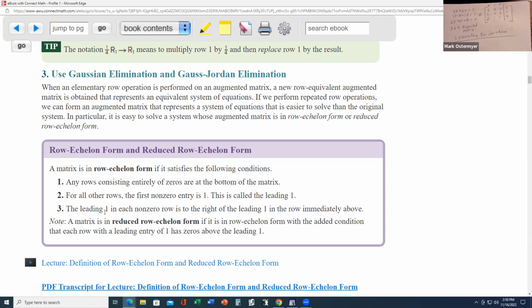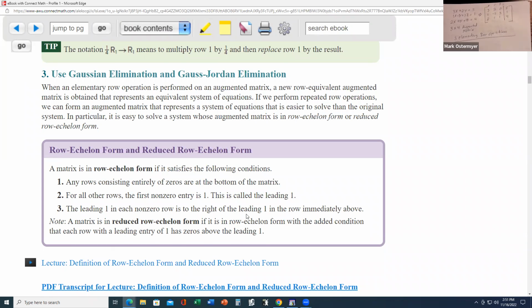Now, this is about as clear as mud in your mind, but with examples, you'll start to understand what row echelon form is for a matrix. We say that a matrix is in reduced row echelon form if it is not only in echelon form, namely that it shares all these characteristics, but there's also one other requirement. The added requirement is that each row with a leading entry of 1 has zeros above the leading 1, okay?